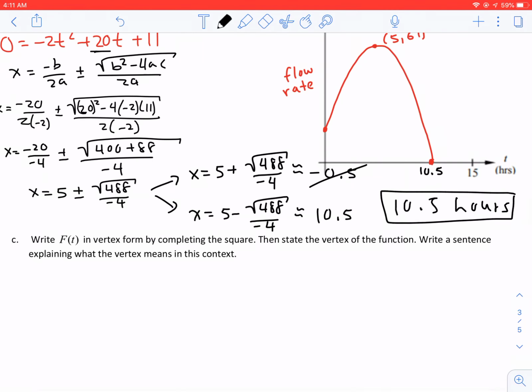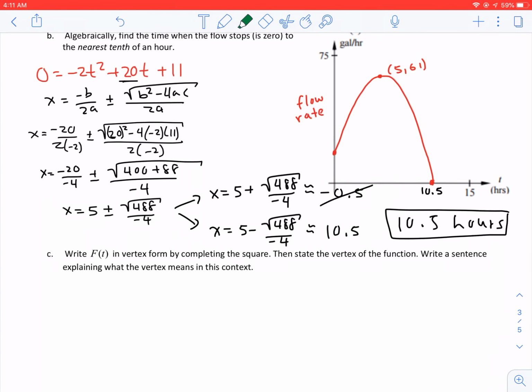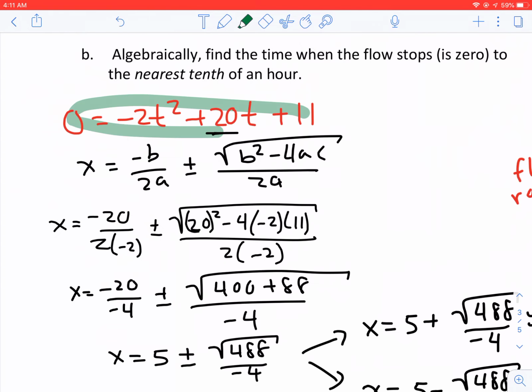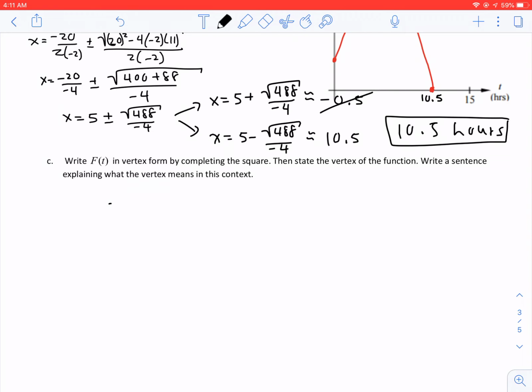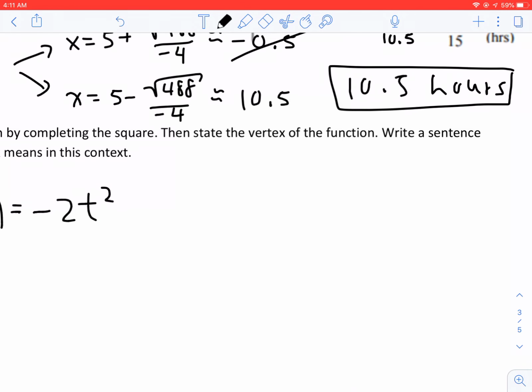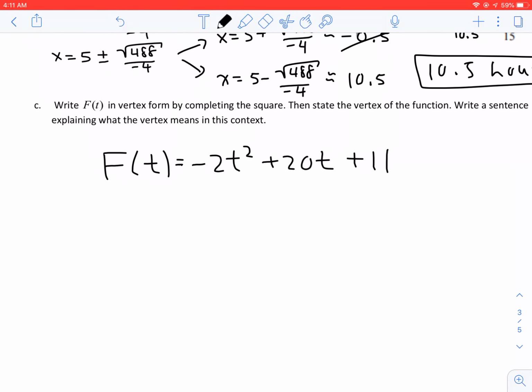Write f of t in vertex form by completing the square. Alright, so I probably could have saved time by completing the square over here because the steps are going to be similar. But let's do it now. So f of t equals negative 2t squared plus 20t plus 11. So we're not solving for the zeros, so we leave the f of t. F of t is not equal to 0. We just want to write f of t in a different form, in vertex form. And again, the way we do that is by completing the square.